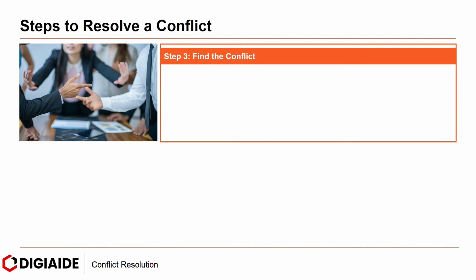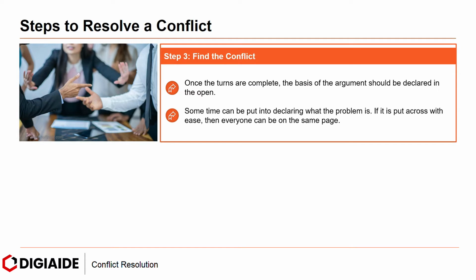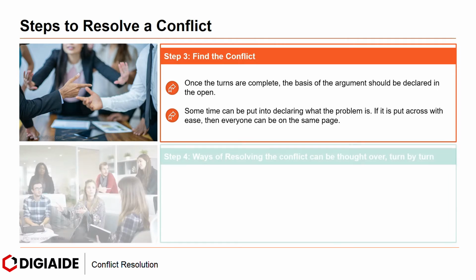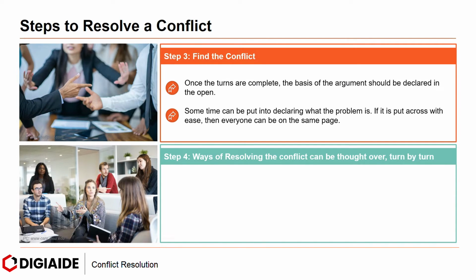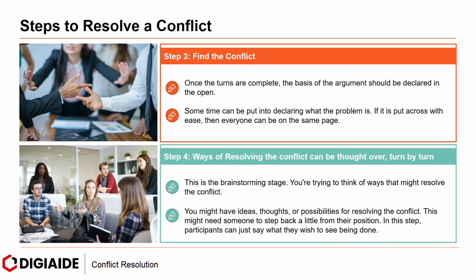Step 3. Find the conflict. Once the turns are complete, the basis of the argument should be declared in the open. Some time can be put into declaring what the problem is. If it is put across with ease, then everyone can be on the same page. Step 4. Ways of resolving the conflict can be thought over turn by turn. This is the brainstorming stage. You're trying to think of ways that might resolve the conflict. You might have ideas, thoughts or possibilities for resolving the conflict. This might need someone to step back a little from their position. In this step, participants can just say what they wish to see being done.